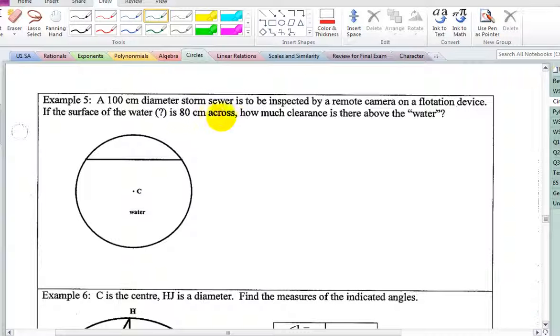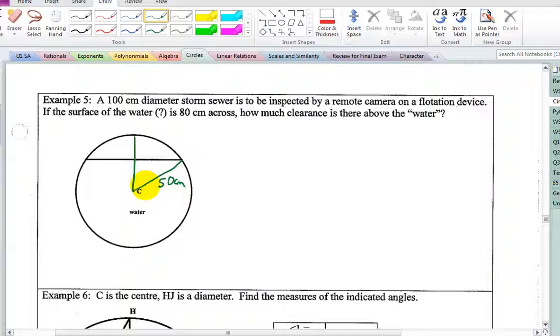Okay, so 100 centimeter diameter. It's inspected by a flotation device. The surface is 80 centimeters across. Now what's interesting to know is if it's 100 centimeters diameter, that means this line here is 50 centimeters. It's half of 100. So you need to draw that line and label that as 50.